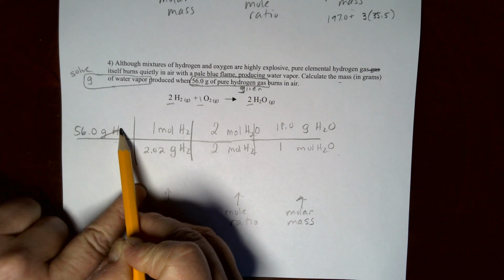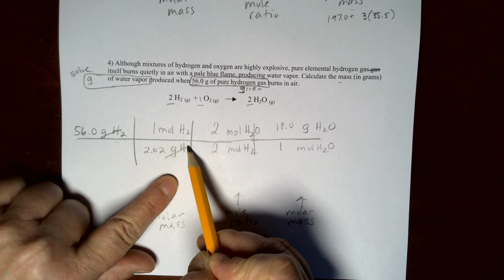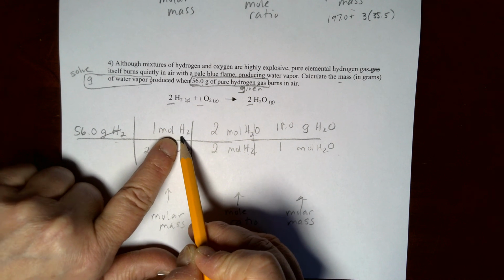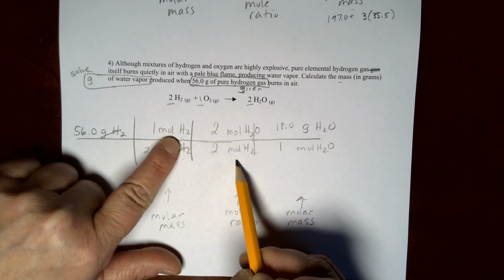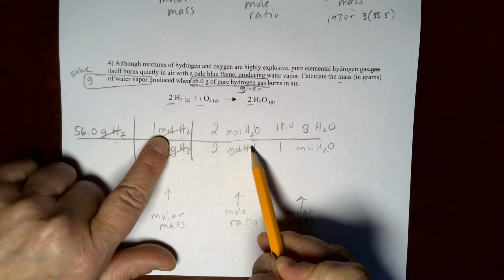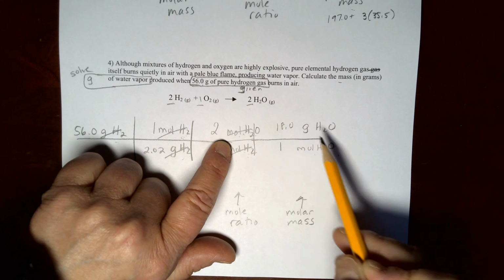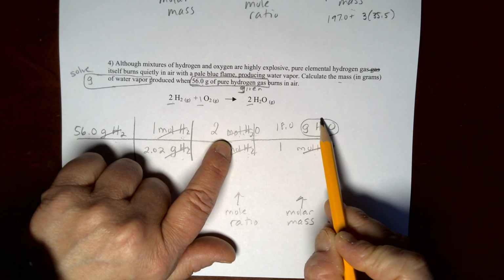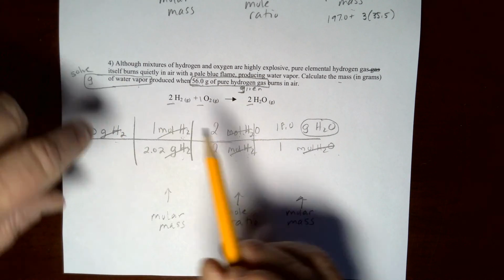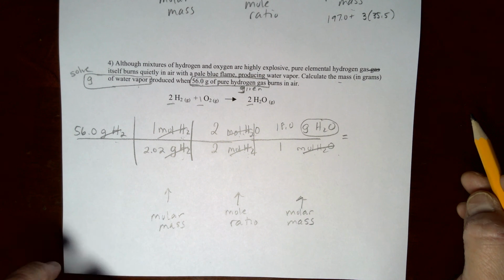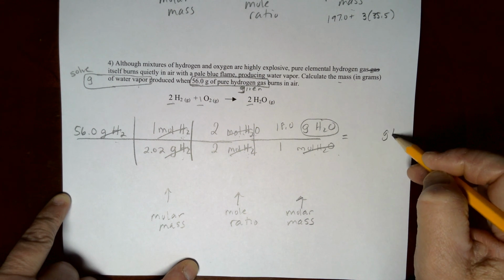Grams of H2 is going to cancel with grams of H2. Moles of H2 are going to cancel here and here. Moles of water is going to cancel here and here, leaving us with grams of water, which is what we were trying to find. So that always feels super cool. Our final unit is going to be grams of water.